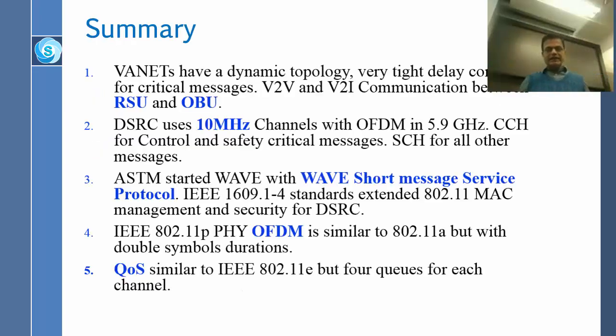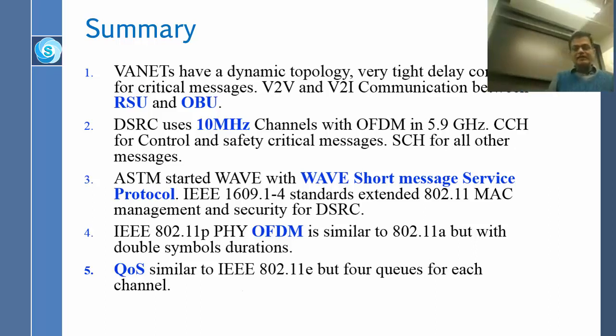That brings us to the end of this module. VANETs have a very dynamic topology and very tight delay constraints, and now we know what V2V and V2I are, right? And we know what RSU and OBU are.